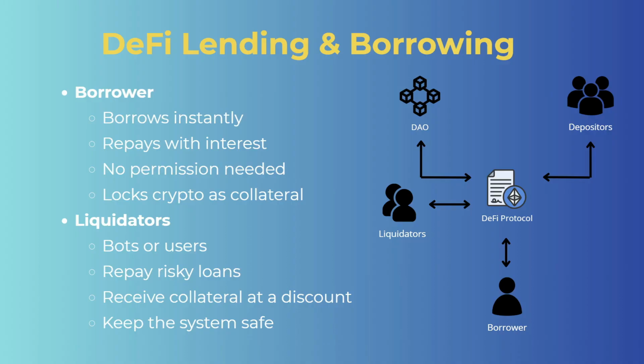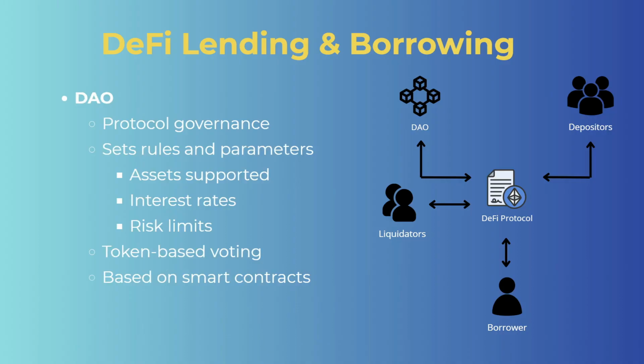dive deep into Aave. And there is also the DAO. The DAO is a decentralized autonomous organization that handles the protocol governance, sets the rules and parameters for the protocol. For example, the assets supported, the interest rate, and risk limits. And it's based on token voting. So it is decentralized. There is no central authority that decides. You vote based on the tokens and on smart contracts.